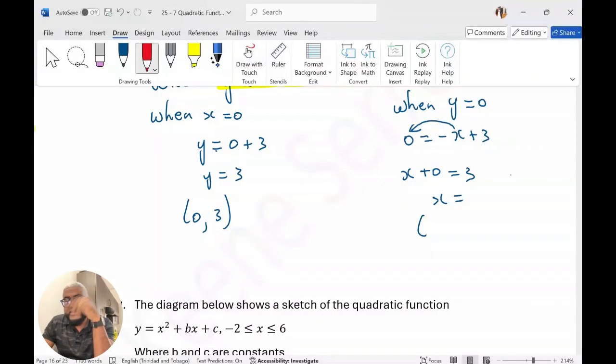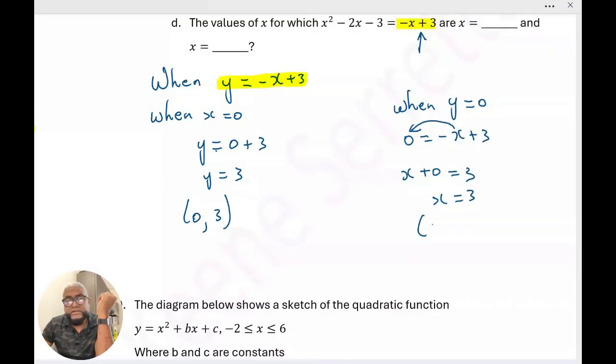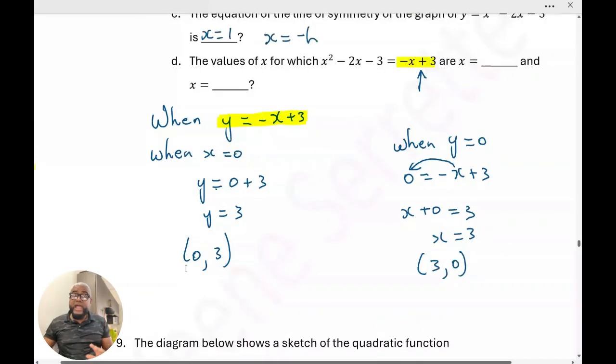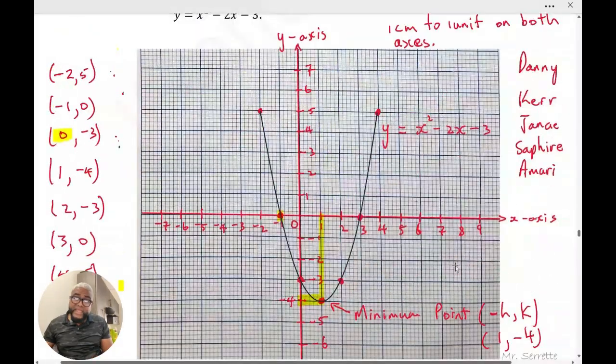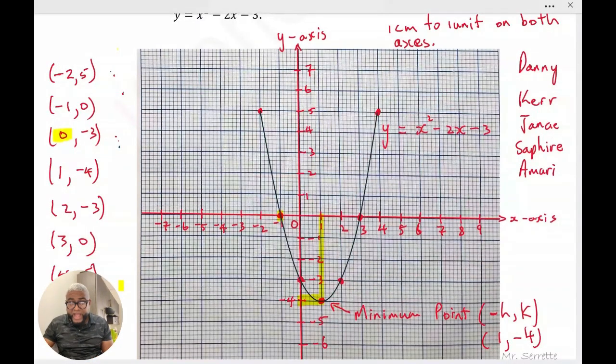So what will be the coordinates of this point here? What's the value of x? And what's the value of y? 0. So we're going to plot these 2 points and draw a line through them. Watch how it's going to go. X is 0, y is 3. X is 3, y is 0. So I'm going to plot those 2 points. X is 0, y is 3. That'll be here.